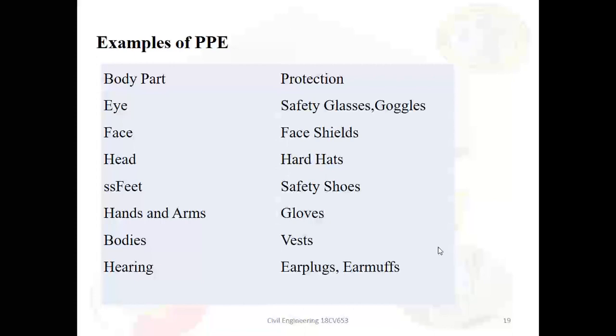Examples of PPE by body part: eye protection with safety glasses and goggles, face shield, hard hat, feet safety shoes, hands and arms gloves, body vest, hearing earplugs and earmuffs. So these are some of the equipment which are used in PPE.